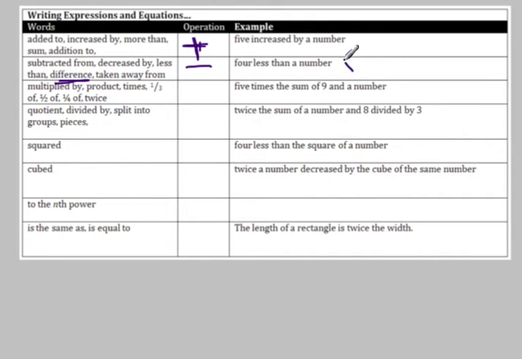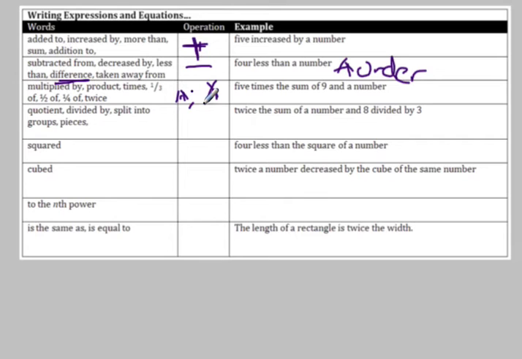Now with subtraction, you need to make sure you're paying attention to the order that the problem tells you it in, because the order matters here. So then, multiplied by, product, 1/3 of, 1/2 of, times, all of those things imply multiplication. And there's multiple ways that we do that. We use the star, and sometimes we use a dot, and every once in the very, very rare time you will see an x. I don't like to use the x because I use x so often as a variable.